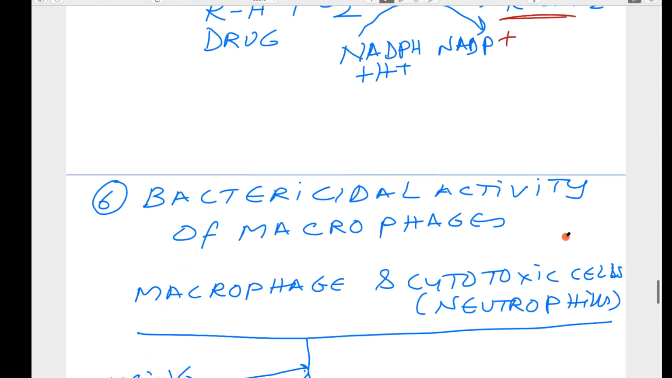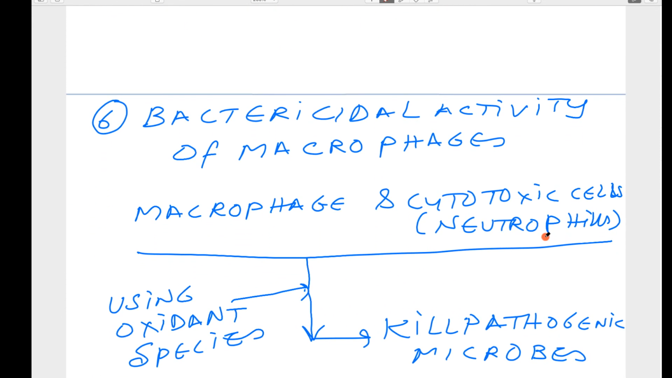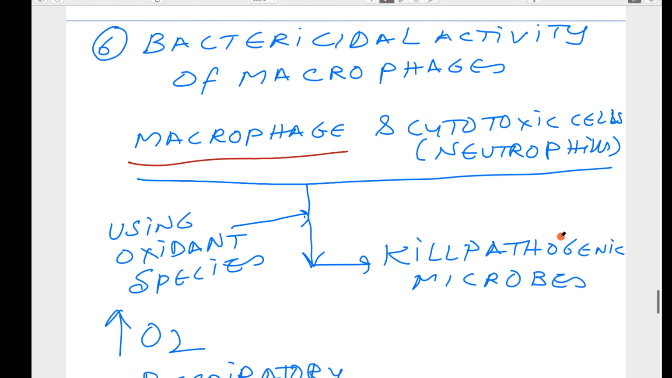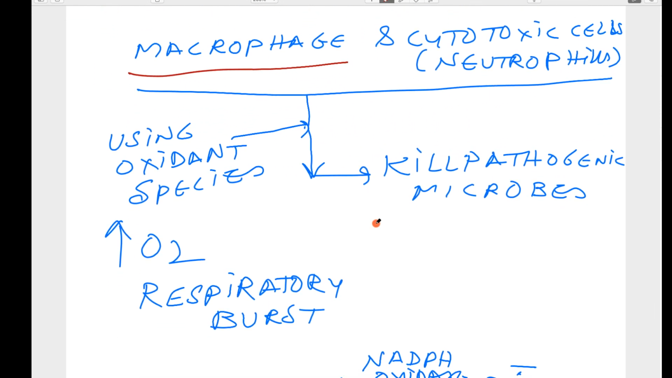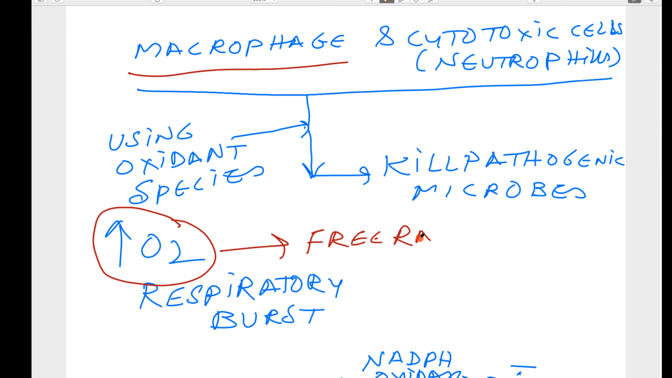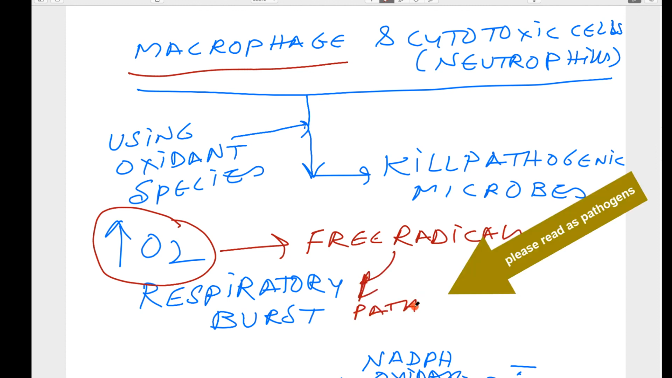Finally, the bactericidal activity of macrophages, which is very important. Macrophages deal with pathogens, and also cytotoxic cells and neutrophils. They use oxidant species to kill pathogenic microbes. In this condition, a high amount of oxygen, at high pressure, is used, and free radicals are produced. These free radicals can kill the pathogens.